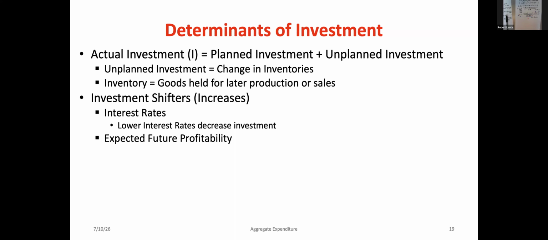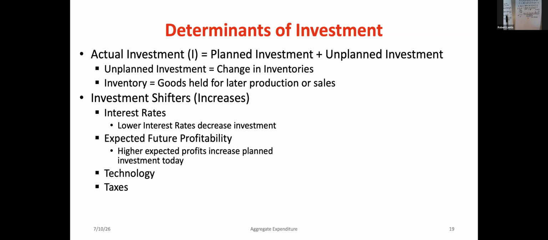And then, similar to income, if I expect to have higher profits in the future, I'll increase my investments today. It works the same way as if I actually have higher profits today. And then increases in technology. We've talked about how this makes every investment I make in physical capital more efficient. So improvements in technology would increase investment.